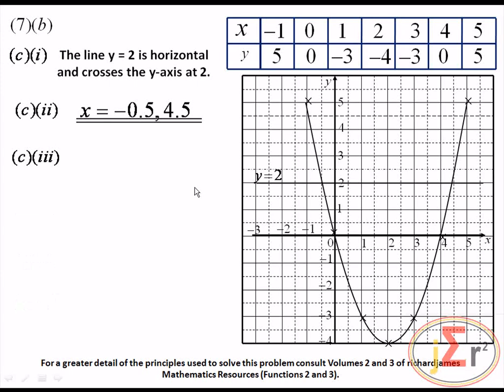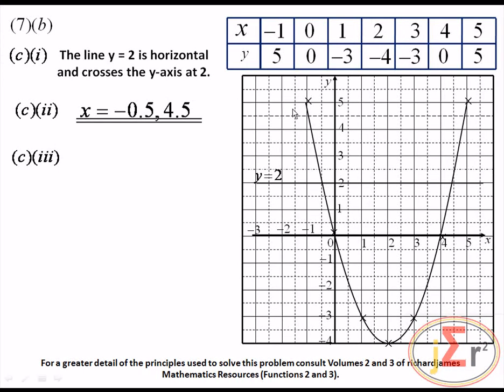Hence, write the equation whose roots are the x ordinates stated right here. So we are going to write down the equation whose roots are the solution. So the solution of the equation is x is equal to negative 0.5 and x is equal to 4.5. So that's the solution of the equation, and we are going to write down the equation with that solution. And of course, what equation did we solve?